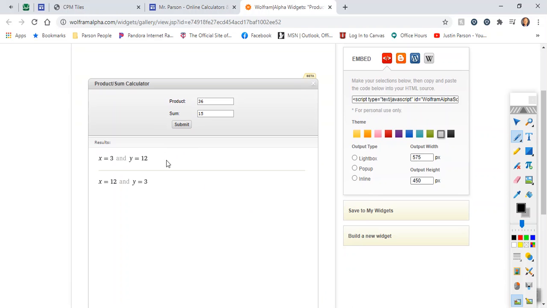Kids, what values do they give you right here? 3 and 12. So as Blake suggested earlier, the values you're going to need right there are a positive 3 and a positive 12. So we factor that as x plus 3 times x plus 12.